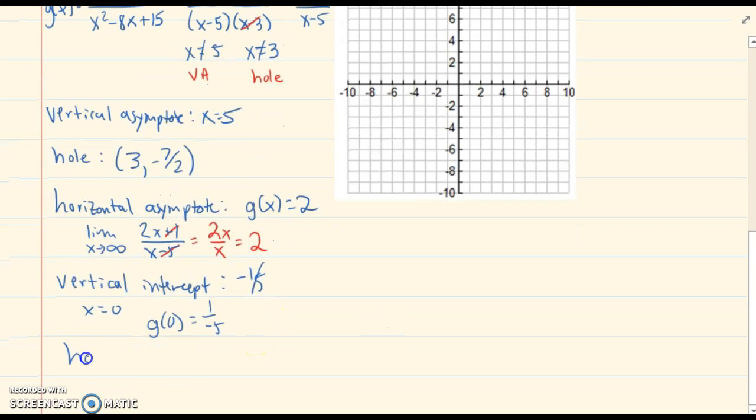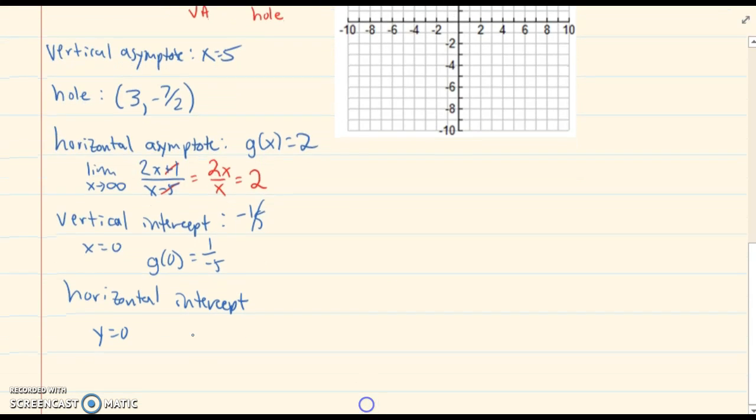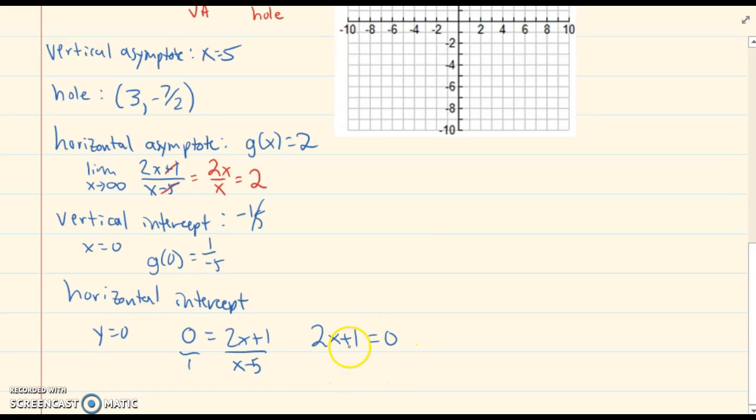All right, and then the horizontal intercept. This is where we're going to take the equation and set it equal to 0. So I've got 0 equals 2x plus 1 over x minus 5. I can again set that up as a proportion so that I can cross multiply. So that gives me 2x plus 1, and the other diagonal gives me 0. So when I solve that, I'll take away 1, divide by 2, and I'll get negative 1/2. So that's my horizontal intercept.